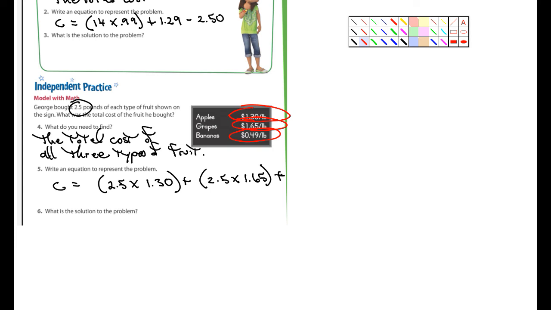And then once you figure out the last one, which is the bananas, then you're going to go ahead and do the math. 2.5 times $1.30, 2.5 times 165, and 2.5 times 0.49. And you're going to add all three of those, and you'll have the answer to number 6.